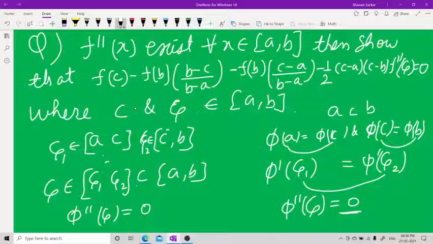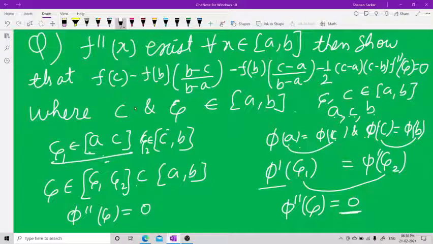This means the double derivative at xi is 0, where c and xi belong to ab. That means you need three points a, c, b. c is a point that belongs to a and b, and xi also belongs to a and b. So we take points a, c, b: phi a, phi c and phi c, phi b. There is a point xi1 between a and c, such that phi xi1, and between c and b there is phi xi2, they both are equal, and between xi1 and xi2 there is a xi, such that phi dash xi is equal to 0.